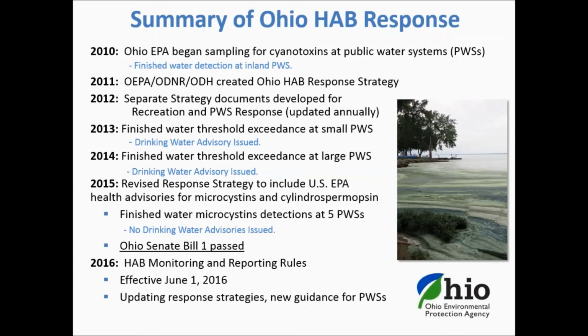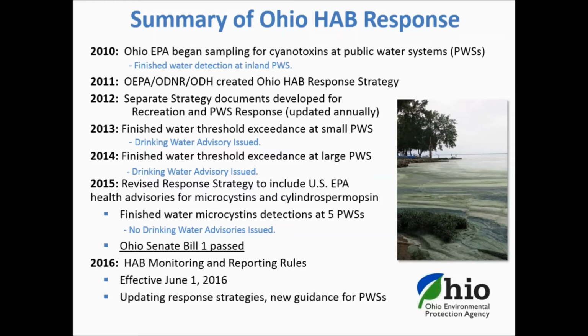Thank you. In 2010, Ohio EPA initiated response-based sampling of water systems. Our laboratory also established the ELISA method for microcystins. That year, an inland water system had finished water detections for microcystins, but below the WHO standards. Ohio EPA worked with our sister agencies at the Department of Natural Resources and Department of Health over the winter of 2010 to develop the State of Ohio HAB response strategy and establish cyanotoxin thresholds for finished drinking water and recreational waters. The strategy was then finalized in early 2011.